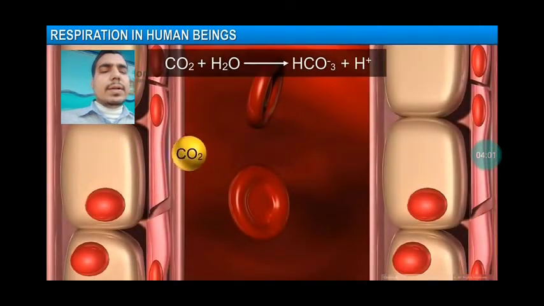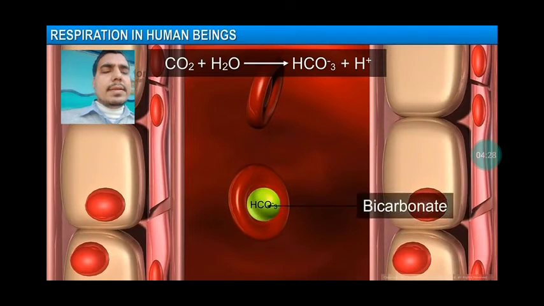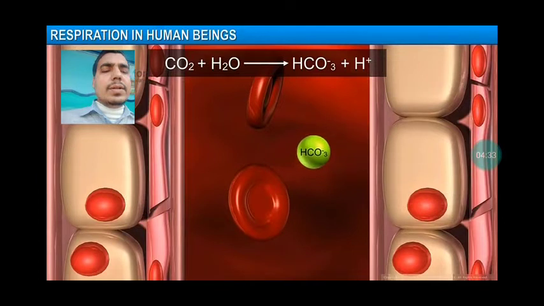The tissues in turn release carbon dioxide, which diffuses into the nearby blood capillaries. Carbon dioxide is more soluble in water than oxygen. Therefore, the carbon dioxide is transported through the blood as bicarbonates, which is its dissolved form.